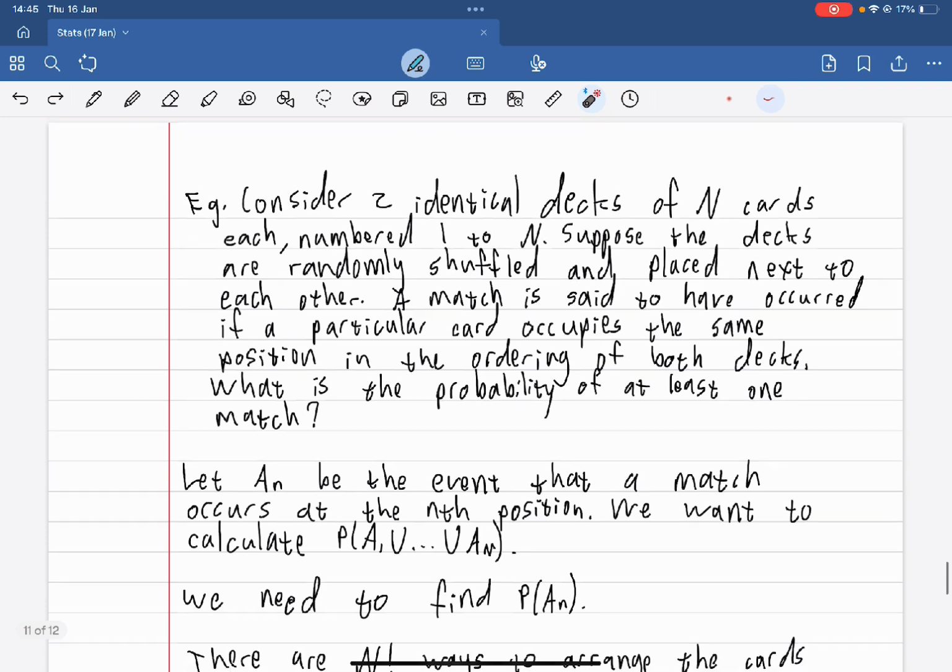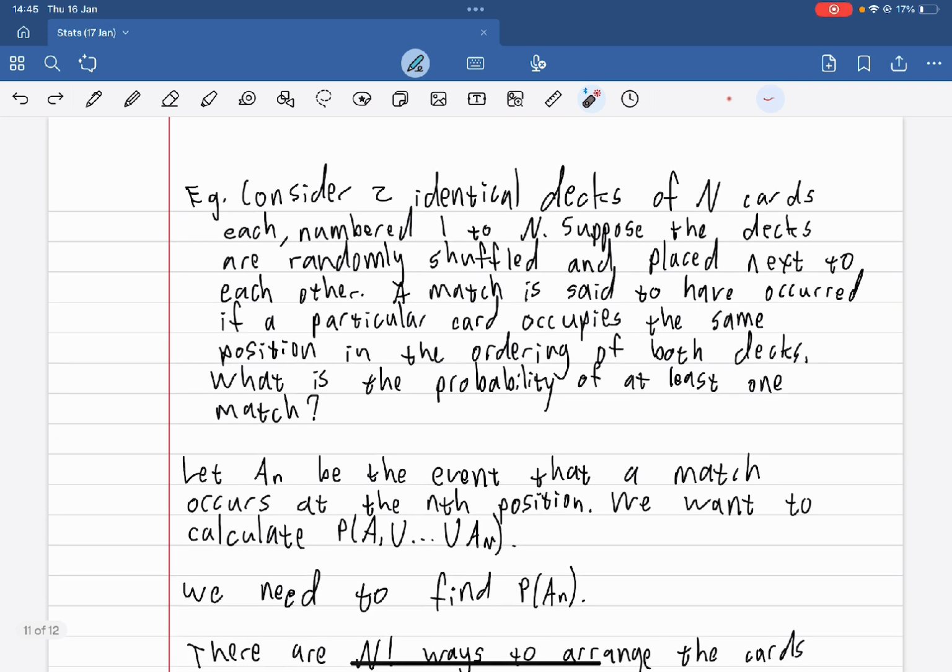Now let's have a look at a real life example. So consider 2 identical decks of n cards, each numbered 1 to n. Suppose the decks are randomly shuffled and placed next to each other. A match is said to have occurred if a particular card occupies the same position in the ordering of both decks. What is the probability of at least one match?